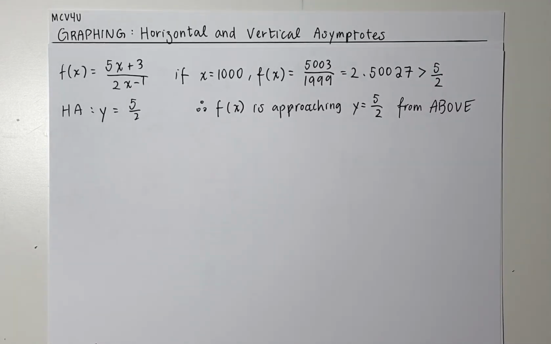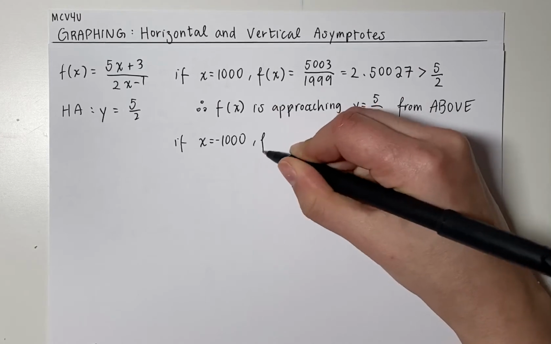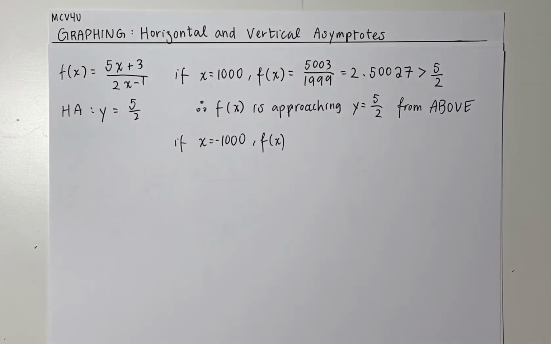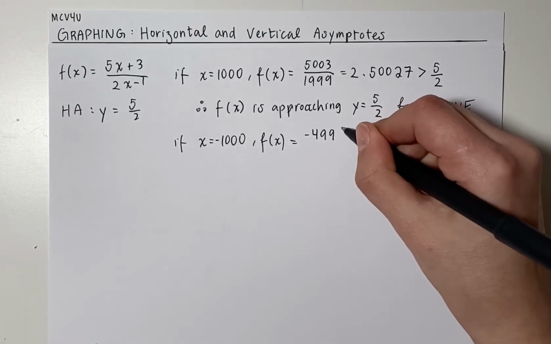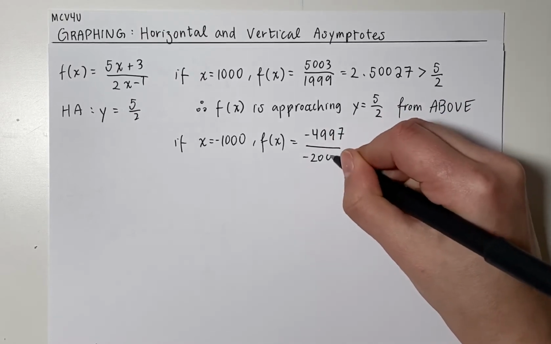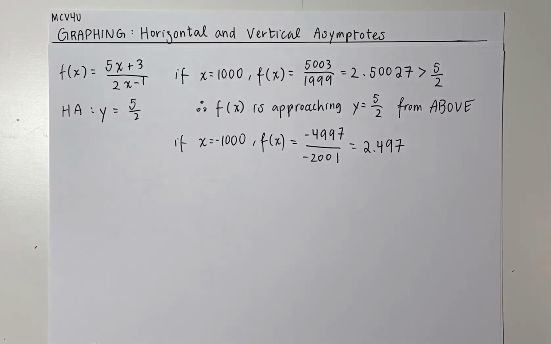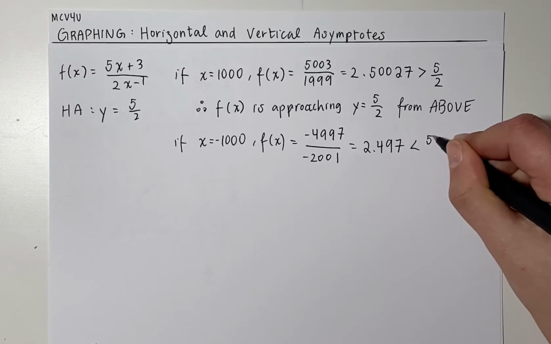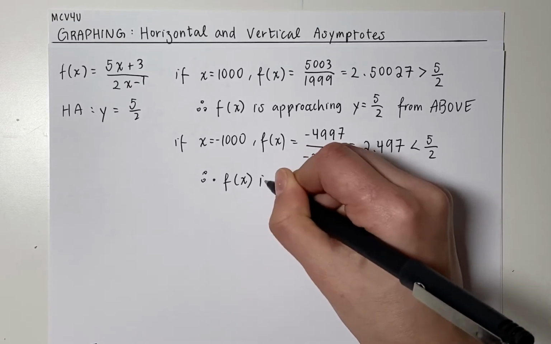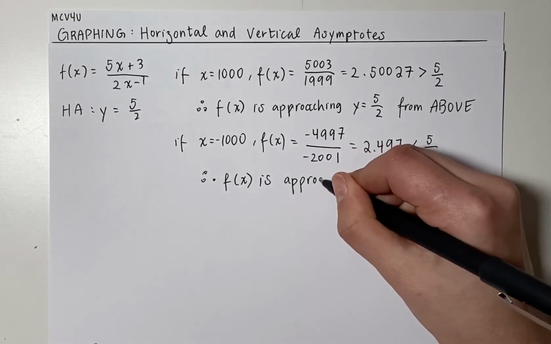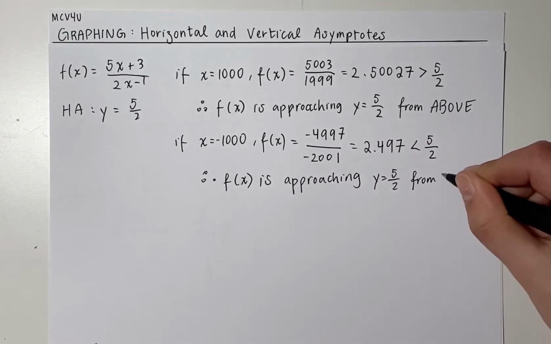And we'll do the same thing but with negative 1,000. If we sub that into our function and use the calculator, it gives us negative 4,997 over negative 2,001, which is 2.497. Is that less than the horizontal asymptote or greater? It's less than 5 over 2. So therefore, f of x is approaching the horizontal asymptote, which is y equals 5 over 2, from below.